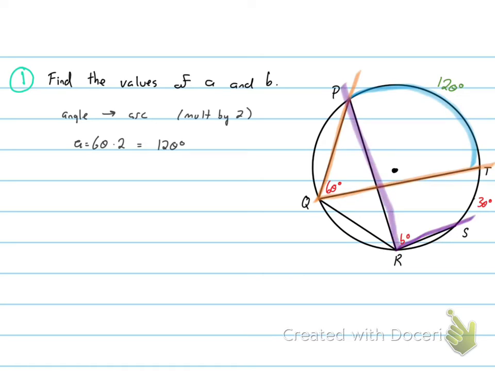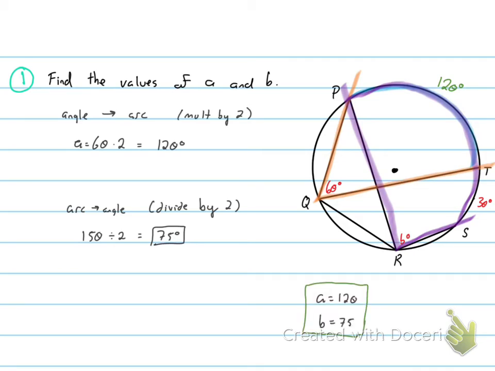Now let's look at B. So B looks like it's an angle. The arc that it intercepts is that 120 degrees plus that 30 degrees. So if we're going from the arc to the angle, we're going to divide by 2. So it looks like this arc here is 150 degrees. So if I cut that in half, we get that angle B is equal to 75 degrees. So in conclusion, A is equal to 120 and B is equal to 75.